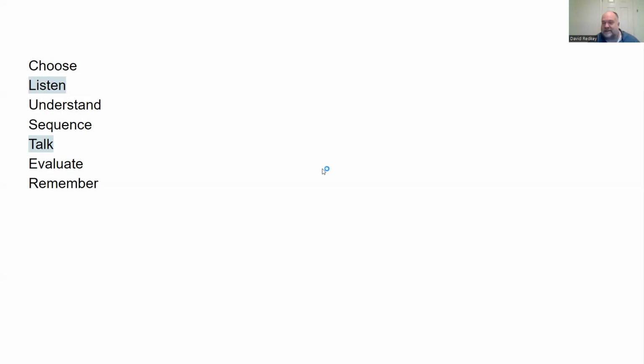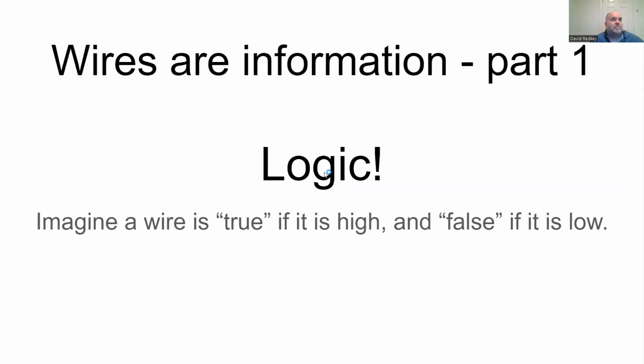Those are the easiest things to talk about with regard to computers. There are lots of ways that computers can talk and listen, as we talked about in the first episode. But today, we're going to start talking about choosing, which is the first real step towards a thinking computer that can really be a robot assistant. So with that, we move on to wires are information, part one, logic.